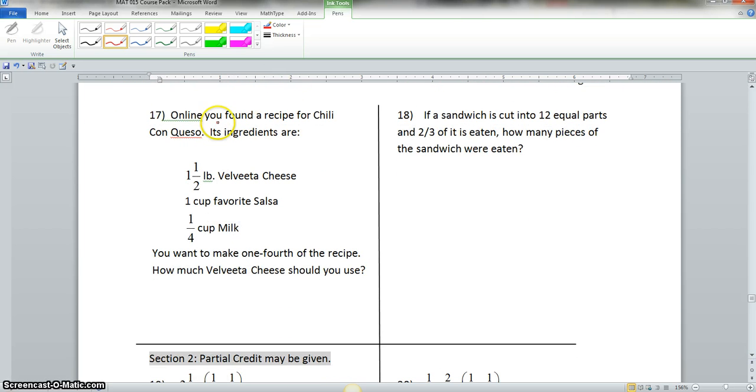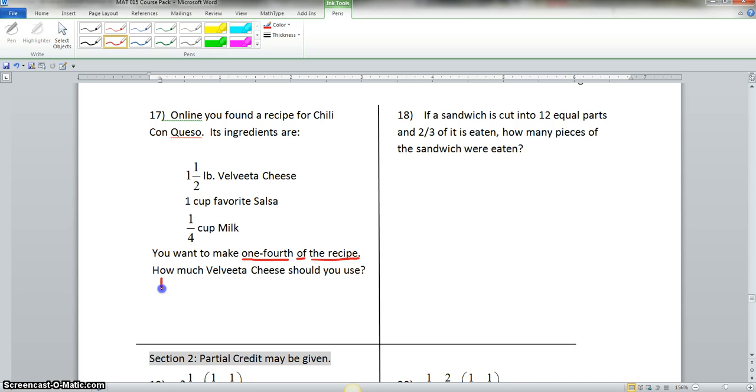Now, we go here to 17. Online, you find a recipe for chili con queso. Its ingredients are, we see the ingredients here. You want to make 1/4 of the recipe. How much Velveeta cheese should you use? Now remember, the key thing is it says we want to make 1/4 of the recipe.